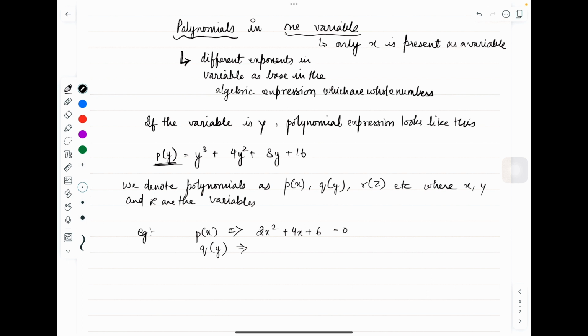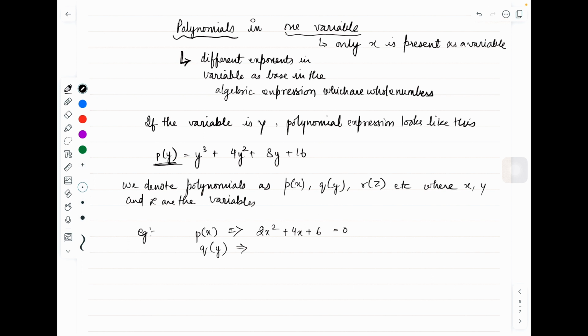P(x) is this. If I write P(y), no, it should be this. P means this expression; P(x) means the expression. If I write P(y), it should be 2y square plus 4y plus 6. P(x) means that whole expression is P(x). Understanding? This P(x) means this whole expression is unique.